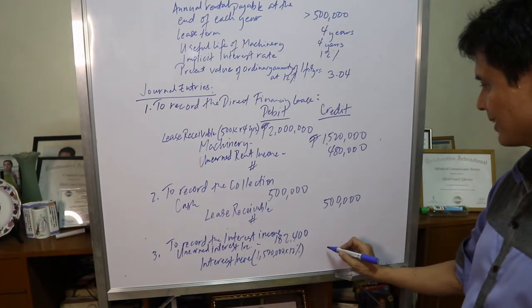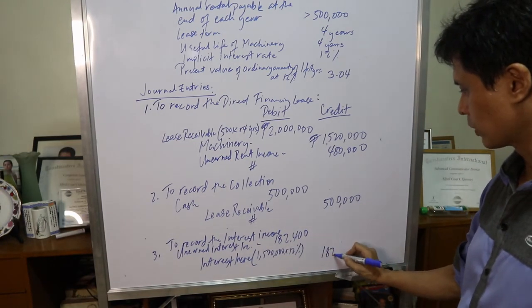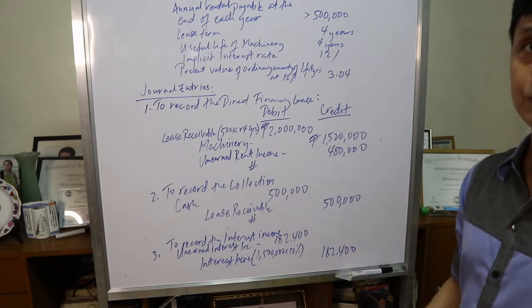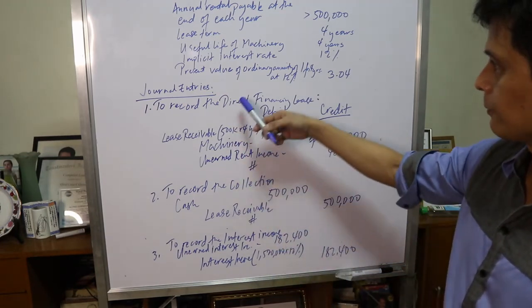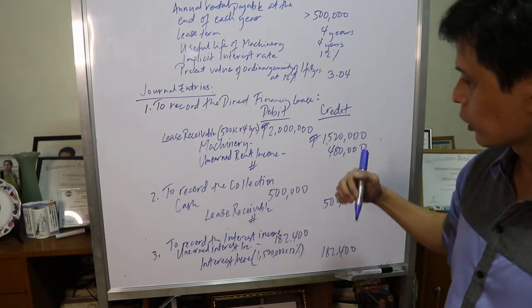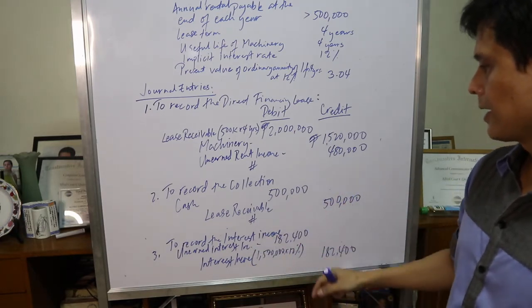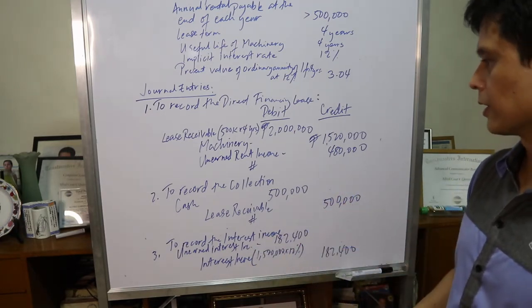And we have an interest income of 182,400. So, this is financing lease. Again, we only recorded interest income at the end of the year.